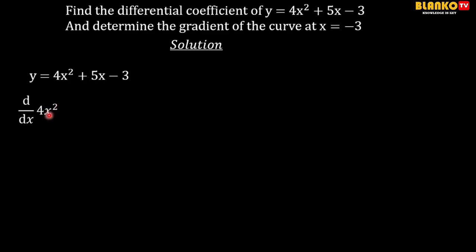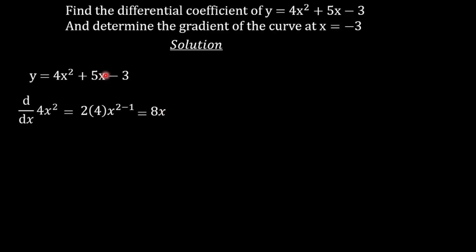To differentiate 4x squared, first we multiply the power by the coefficient, which is 4, then we subtract 1 from the power. So this is going to be 2, the power, multiplying the coefficient 4, x raised to the power 2 minus 1, and this is going to be 8x. So to differentiate 4x squared is 8x. I hope you understand.